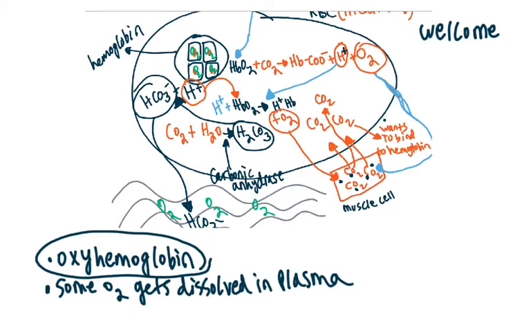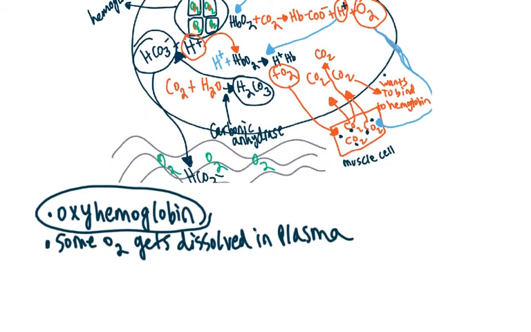So just know that oxyhemoglobin pretty much just means oxygen bound to the hemoglobin, and that's the main way of carrying oxygen throughout the blood, all right? And the other way that we do carry oxygen throughout the blood, it's a very little amount of oxygen, is through being dissolved in the plasma. All right, so this is for oxygen.